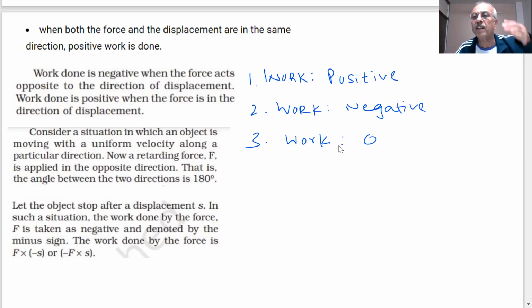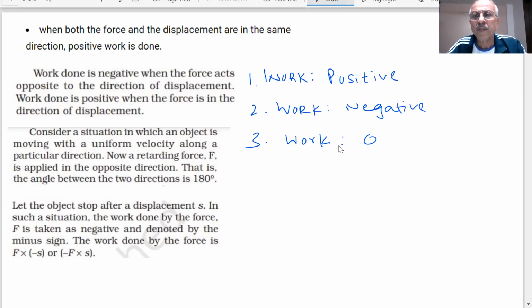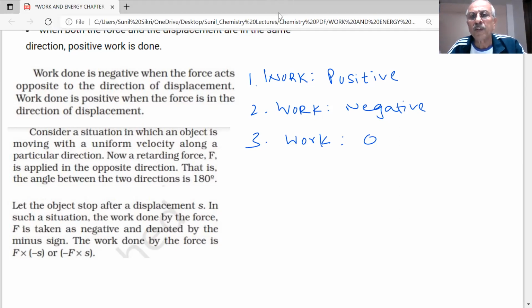Work is positive when? When is the work positive? When force and displacement are in the same direction. The force and displacement are in the same direction. And when will it be negative?